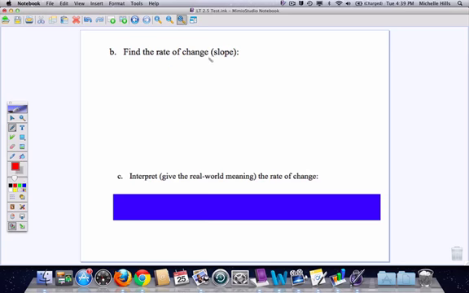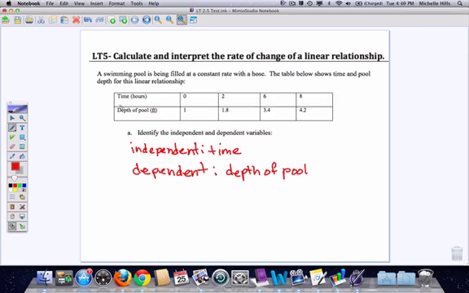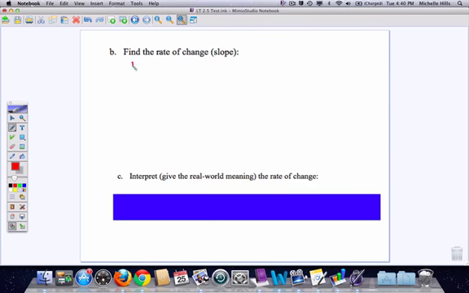Now it says find the rate of change or the slope. Well, if we're looking at a regular graph, x is the independent variable, the x-axis. The y-axis is the dependent variable. As you guys know, slope is rise over run. On a graph, y's rise.